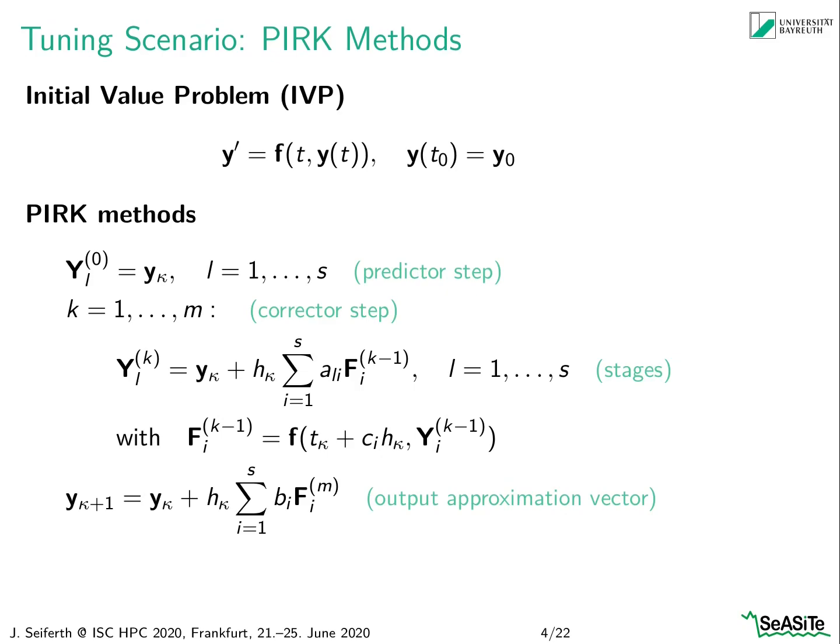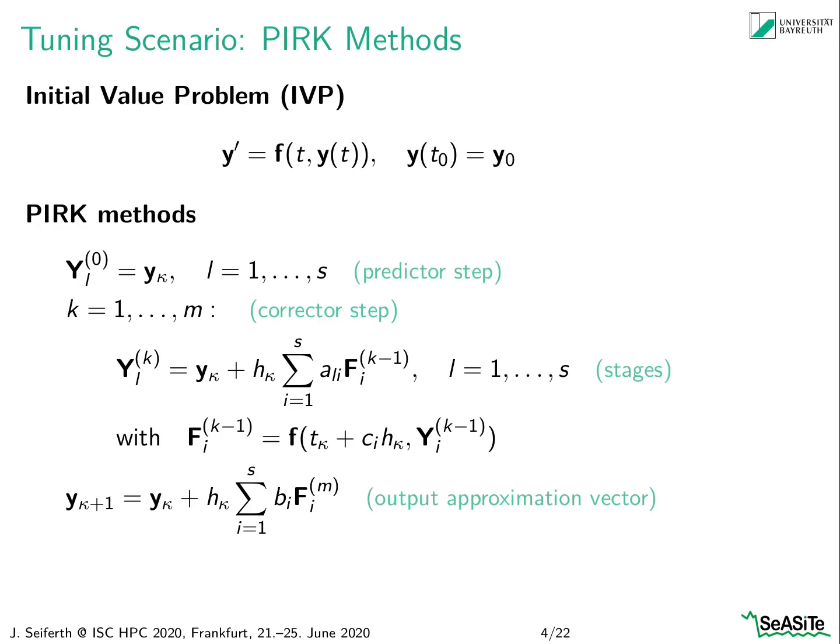To demonstrate how tuning scenarios are defined, we consider a specific class of explicit ODE methods called PIRK methods, or parallel iterated Runge-Kutta methods. PIRK methods can be used to solve an initial value problem by performing a series of time steps until the end of the integration interval is reached. In each time step, a new approximation y_{k+1} for the unknown solution y is determined by an explicit predictor-corrector process in a fixed number of substeps.